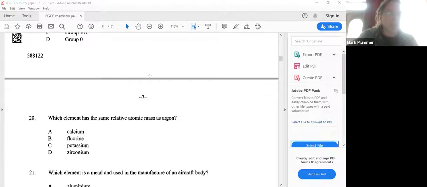Okay, number 20. Which element has the same relative atomic mass as argon? If you look in your periodic table, you will see that the answer to number 20 is A, calcium.